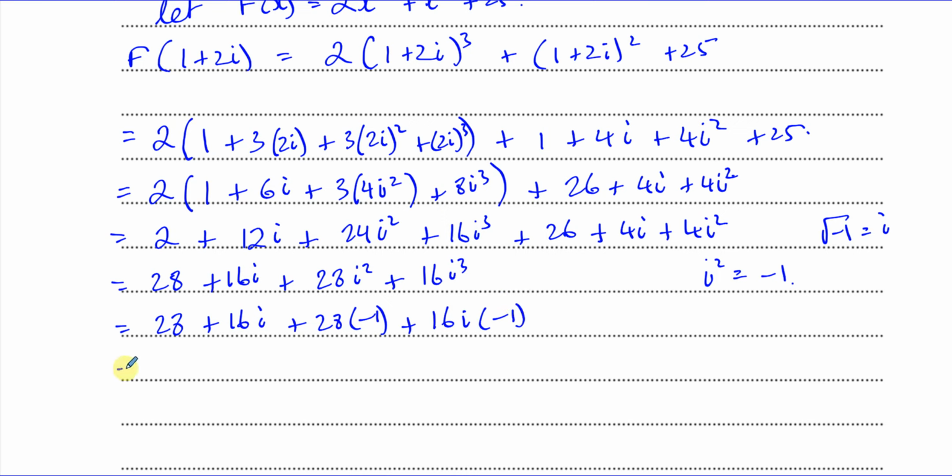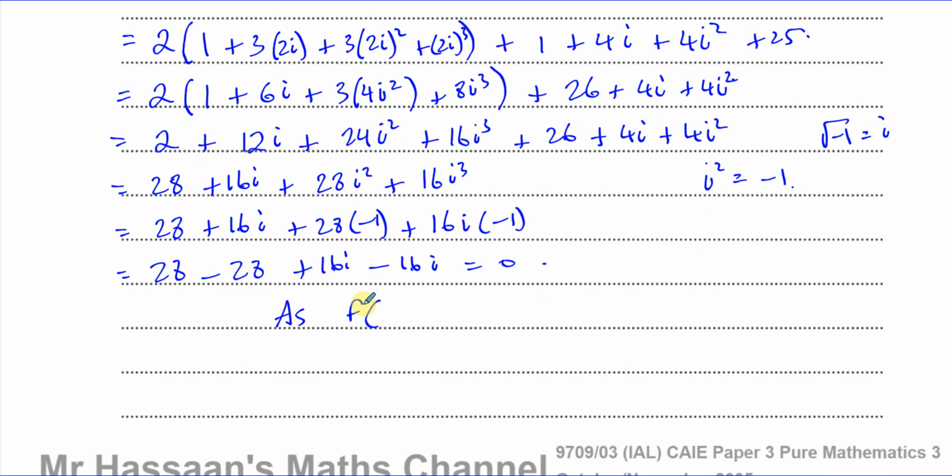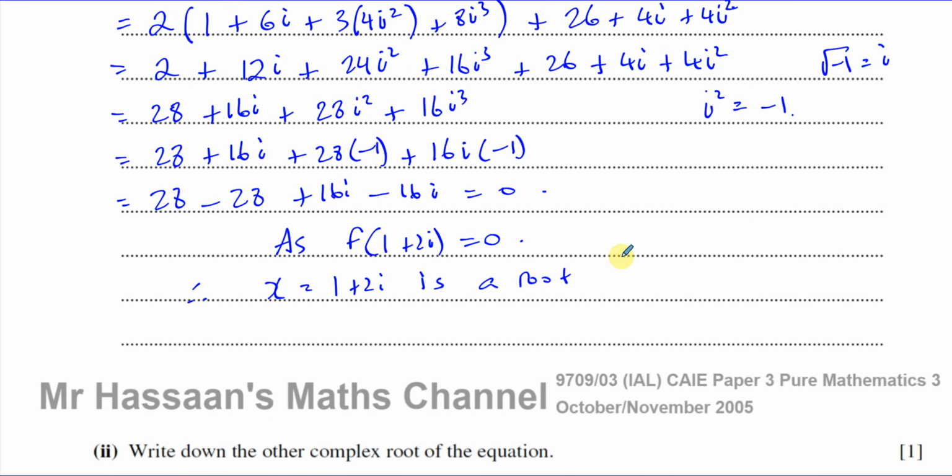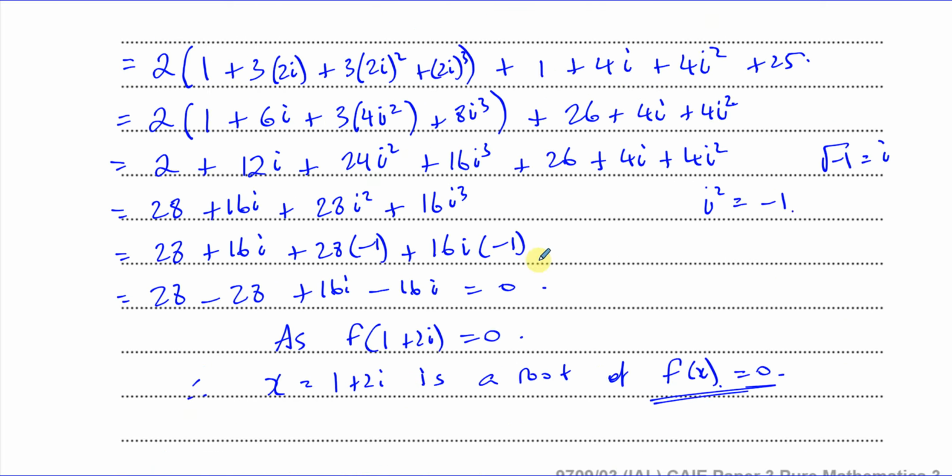Alright, so we end up here with 28 minus 28 plus 16i minus 16i. As we can see, that becomes 0. So we should write a little statement: when we put inside the function 1 plus 2i, f(1 plus 2i) is equal to 0, therefore x equals 1 plus 2i is a root of the equation. We call the equation f of x equals 0.